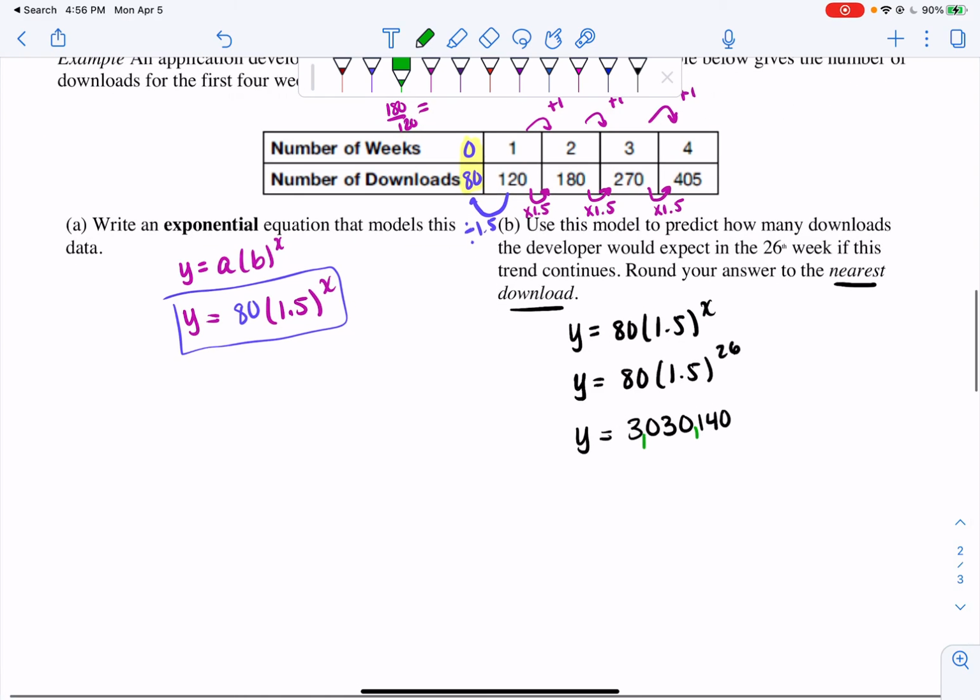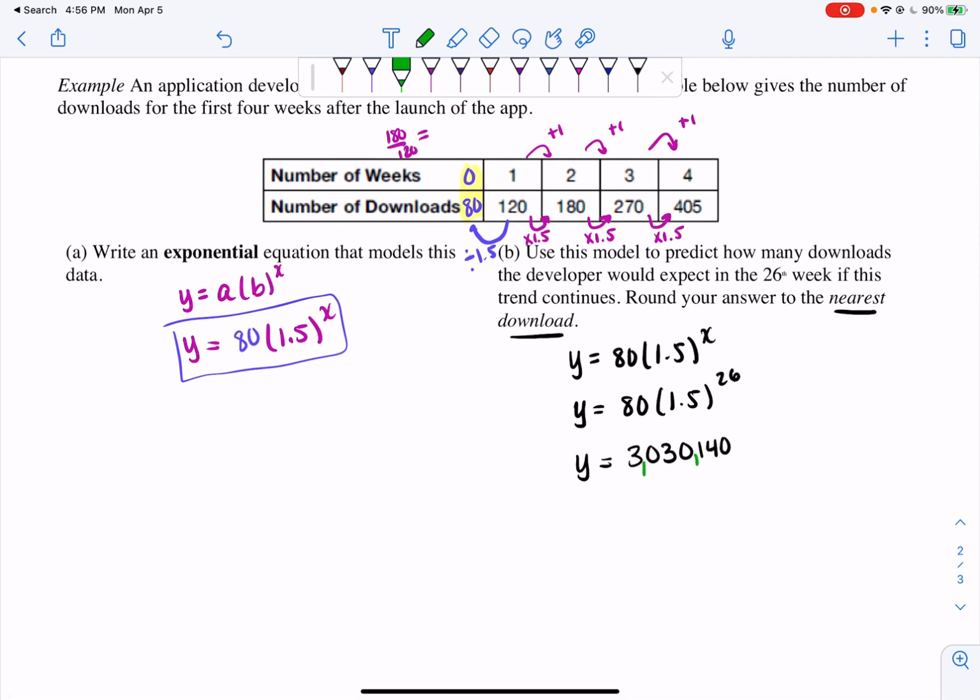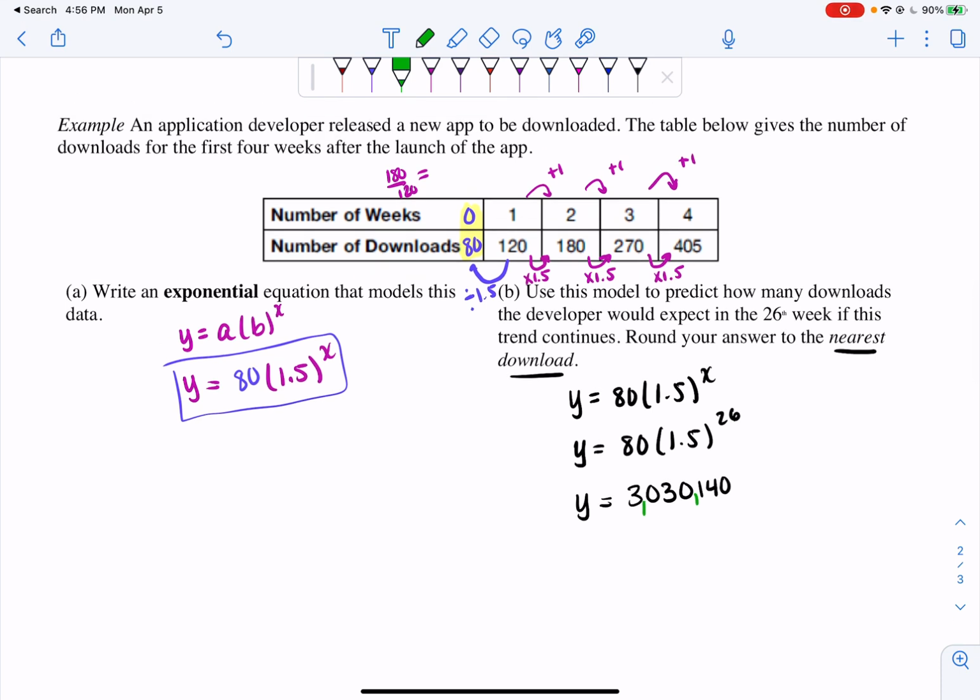So I have a question. Is it possible to really download that many songs? Are there 3 million songs? No, there's not 3 million songs. So even though this answer is correct, it just goes to show you that we wouldn't really use this function beyond, like, say, week 7 or 8 or whatever, because then it's just becoming very unrealistic.